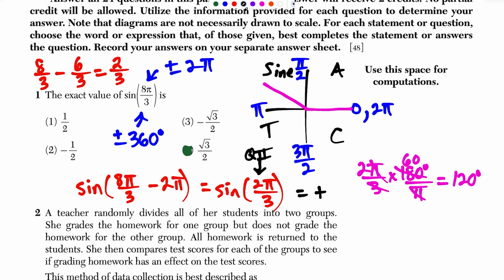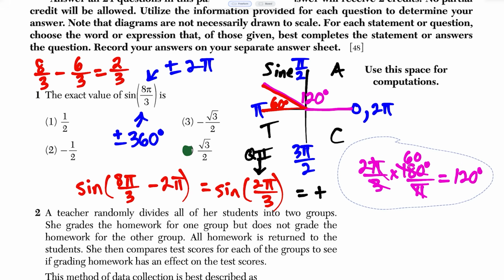But then the next thing to look for is the reference angle. I have a 120 degree angle from standard position. The reference angle is the positive acute angle between the x-axis and the terminal side, which is 60 degrees here. So this tells us that if we want to find our answer, what we could do is just find sine of 60 degrees.